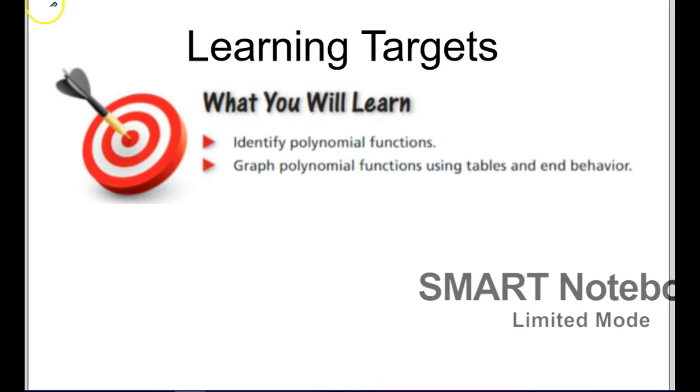So let's look back at our learning targets. First we identified polynomial functions, and remember that a polynomial function has to have a positive whole number exponent. Then we graphed some polynomial functions using tables and end behavior. This is where we plot some points, pick some x values and plot those, and then look at the end behavior based on whether we've got an even or an odd degree, and a positive or negative leading coefficient. Now that we've worked on these learning targets, go ahead and work on your homework for 4.1.